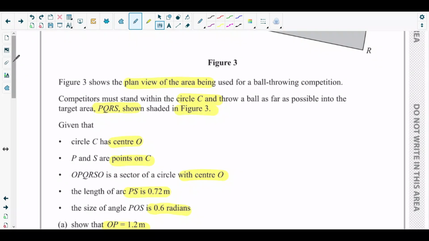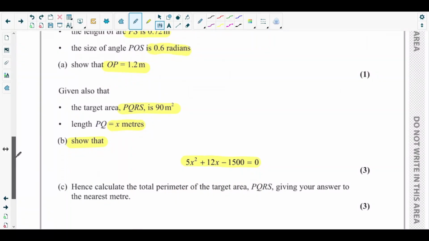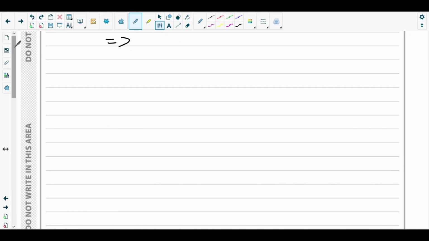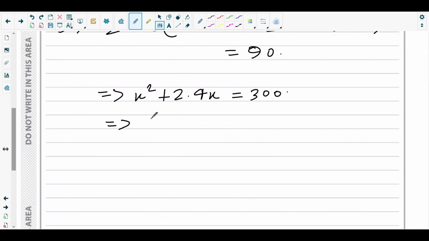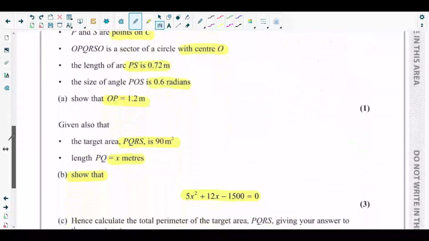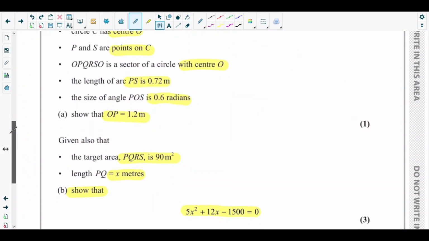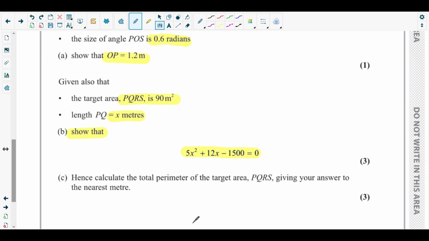300 will become 1500. To make it 1500 we multiply by 5, so 5x squared plus 2.4 times 5, which is 12, 12x. Taking 300 to the left, 300 times 5 is 1500, and this equals 0. That's exactly what part B of question number 9 has asked for.